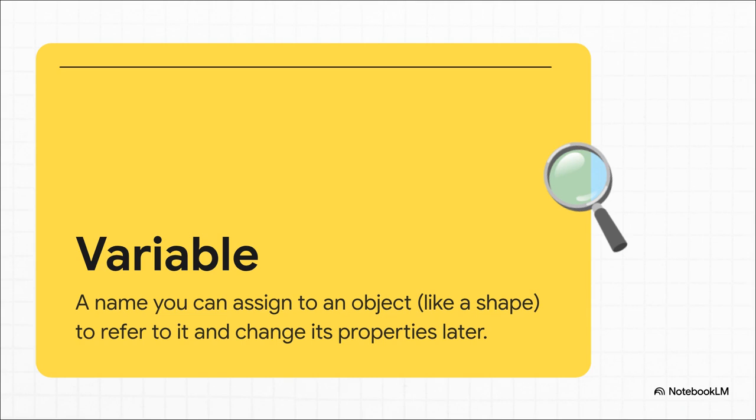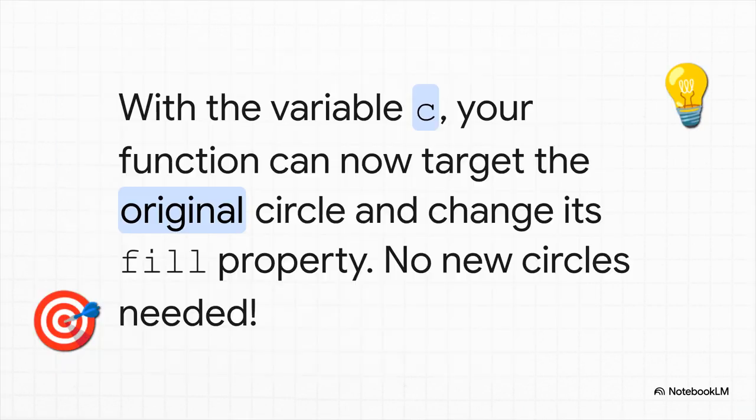So, what in the world is a variable? The easiest way to think about it is like a nickname or a label. When we type c equals Circle and parentheses, we're not just creating a circle anymore. We're creating a circle and we're immediately giving it a name, c. Now it's not just some random shape on the screen, it's our circle, c. And once something has a name, well, we can talk to it. And that is the magic right there.